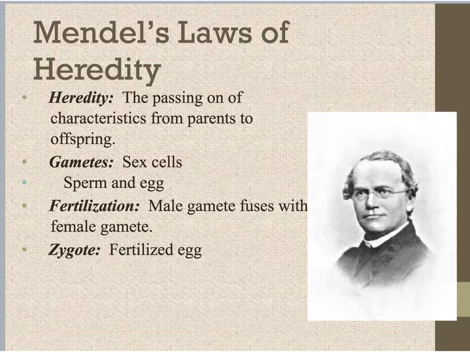to offspring. Gametes is just a general name for the sex cells, so sperm and egg, the male and the female. Fertilization is when they come together, and then the zygote is what you get at the end. The fertilized egg is called a zygote. Sometimes it's called an embryo, sometimes it's called other things, but we're generally just going to stick with zygote here.